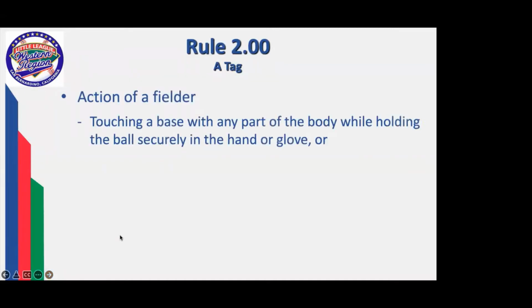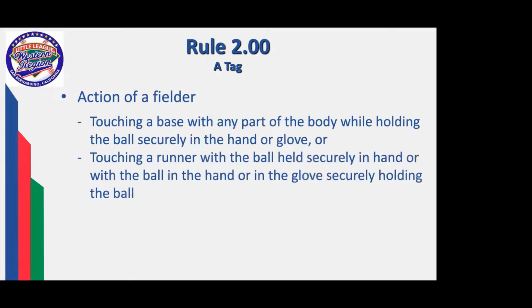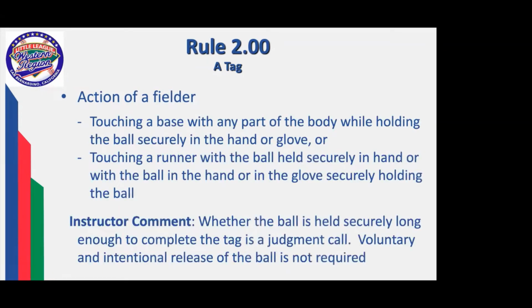A tag play. It's the action of a fielder touching a base with any part of the body while the ball is securely held in the hand or glove. This normally happens in a force play, for example, on the front end of a double play at second, where the fielder makes the catch and steps on first base, or excuse me, second base. Or touching a runner with the ball held securely in the hand or glove directly is a tag. Whether the ball is held securely long enough to complete the tag is an umpire's judgment call. Voluntary and intentional release of the ball is not required on a tag play.